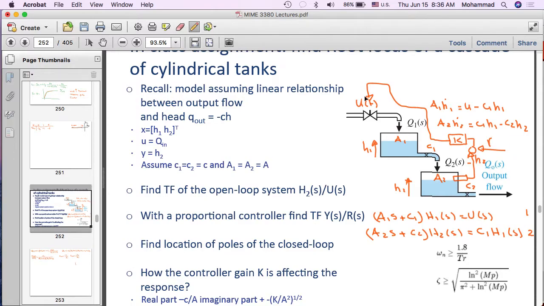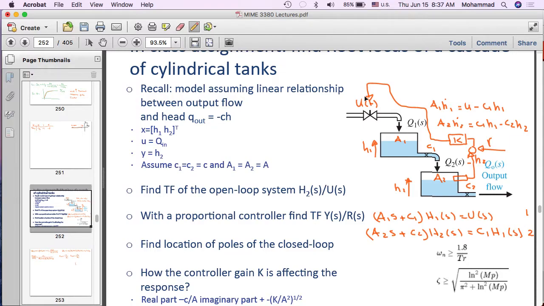So the difference between R and H2 gets multiplied by the value of K, and literally you open and close the valve based on that number. So the larger the value of K, the more you would turn your valve in response to the same value of error. So larger gains means more flow in response to the same value of error. So that's the meaning of a larger K.